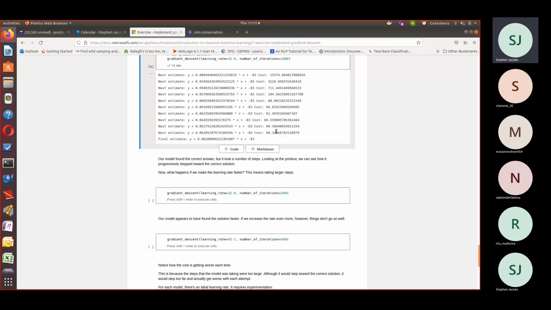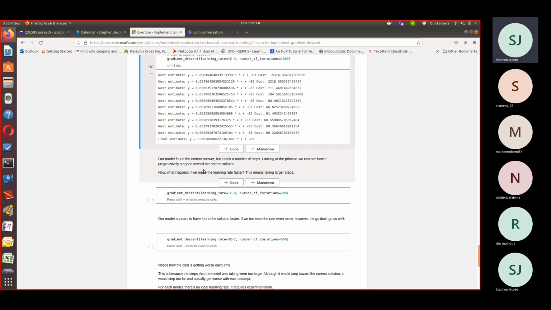Yeah, we estimated the cost. So the cost is now zoomed in from here down to what we kind of fished out on the graph as being a minimum value of 60.32. Okay. So our model has found the correct answer, but it took a number of steps. Looking at the printout, we can see how it progressively stepped towards the correct solution by minimizing that cost as it went down.